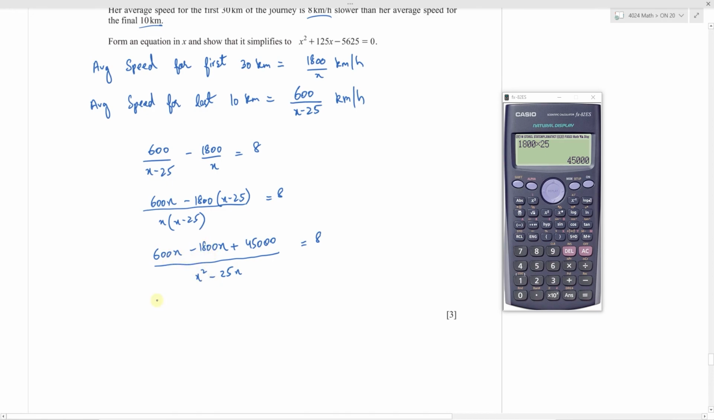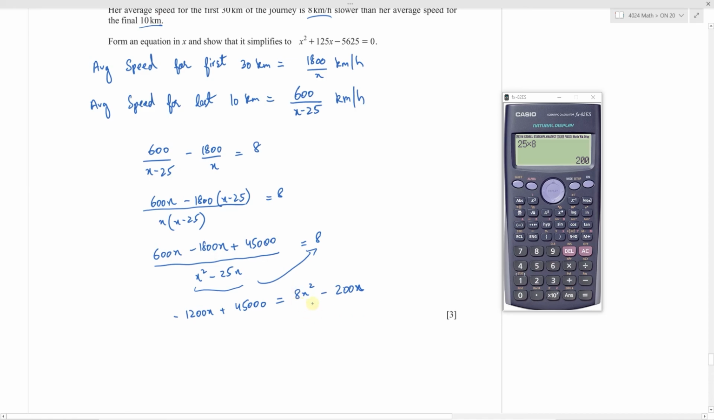600x minus 1800x will be minus 1200x plus 45,000. And if I take this to the other side, this denominator will be multiplied here. This will become 8x squared minus 25 times 8 minus 200x.